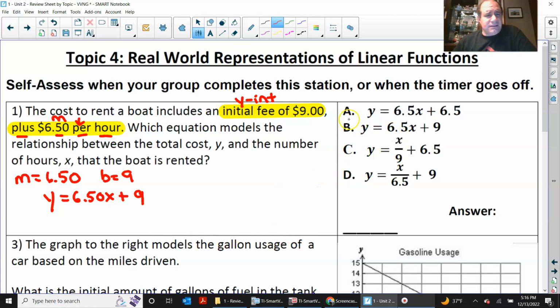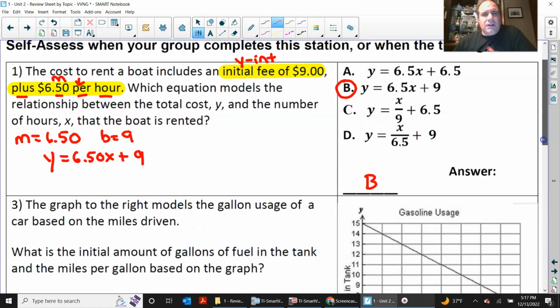I didn't even see it. It's 650x plus 9. By the way, this right here is the same thing as 6.50. All right, so it's just really B. All right, and that's about it.